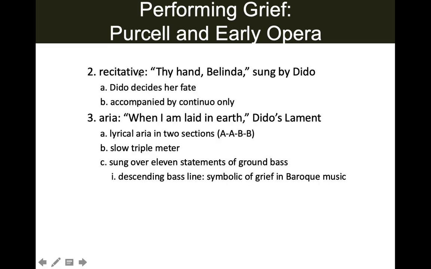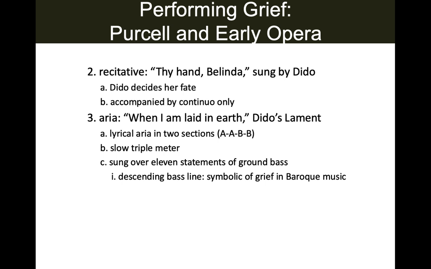Then we have a recitative. Remember, a recitative is a spot of the opera where they move the action along. And so this is where she's talking to Belinda and she decides her fate, that she is basically going to take her own life. And then we have the aria.